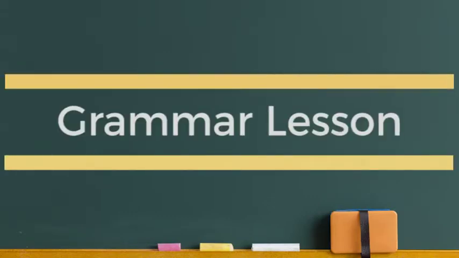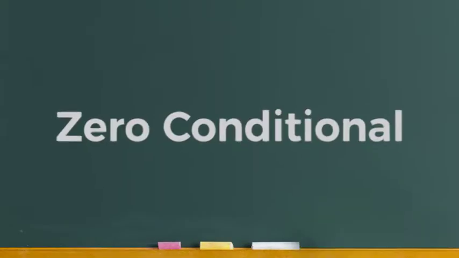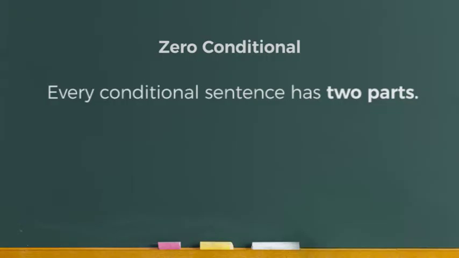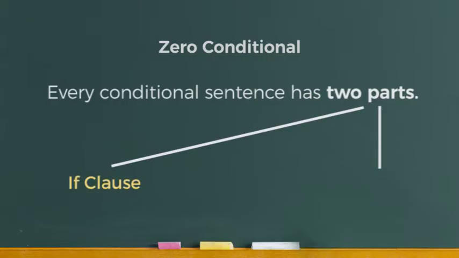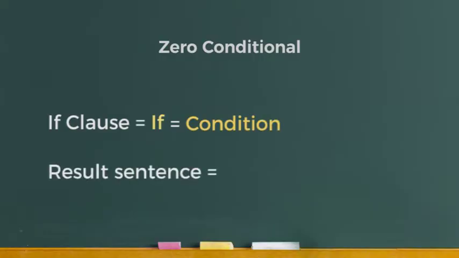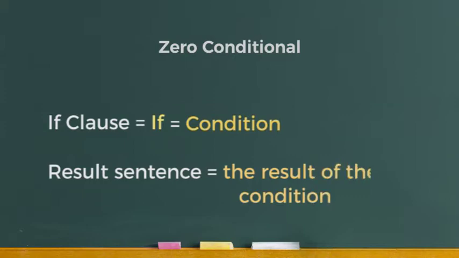Today we're going to look at the zero conditional. Before we actually begin, I'd like to say that every conditional sentence has two parts, the if clause and the result sentence. We will see some examples in a moment. The if clause always begins with the word if, and it will talk about a condition that has to happen. The result sentence talks about what occurs or what the result is when the condition happens.